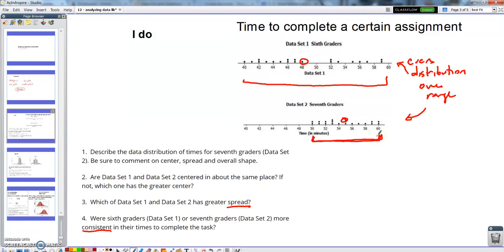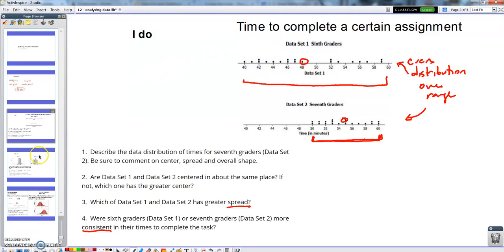And so that's the kinds of things that statisticians wonder. They really want to ask questions here about the people, not about the numbers. That's really the main thing. How can the numbers tell me about the people? What can this data tell me about how 7th graders are different from 6th graders on this assignment?